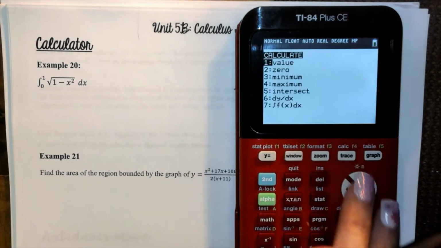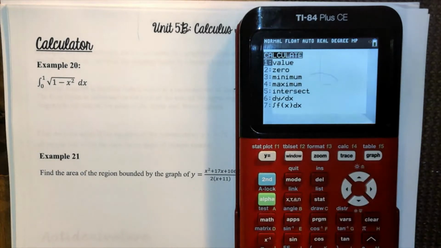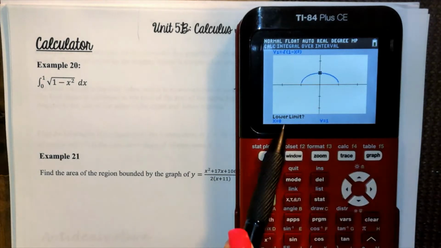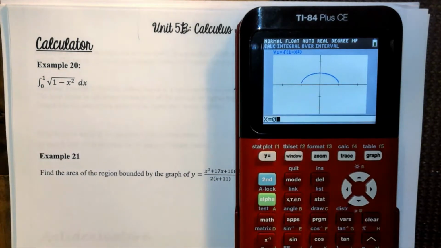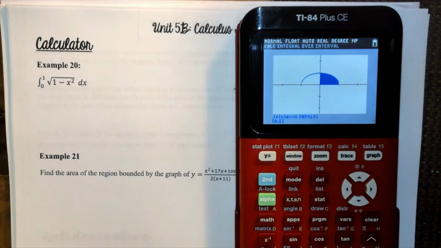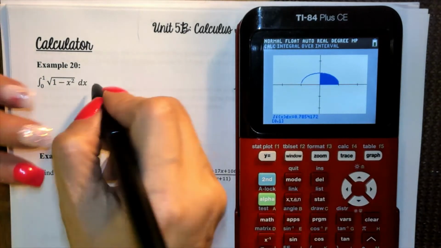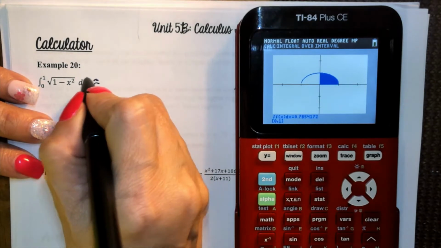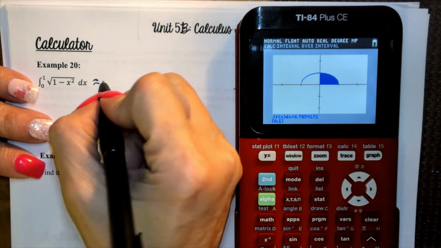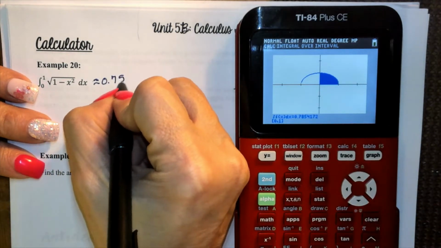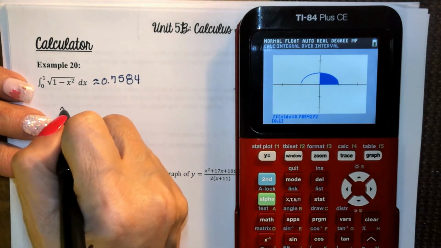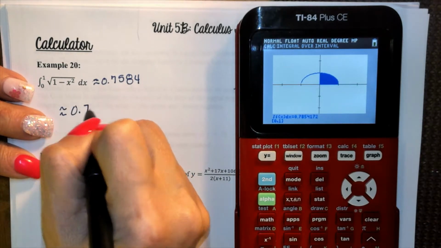So I'm going to go second calculate, number 7, find the integral. Lower boundary is 0. Upper boundary is 1. And here it is. It's approximately 0.7854. If you want 3 sig figs, you would say it's approximately 0.785.